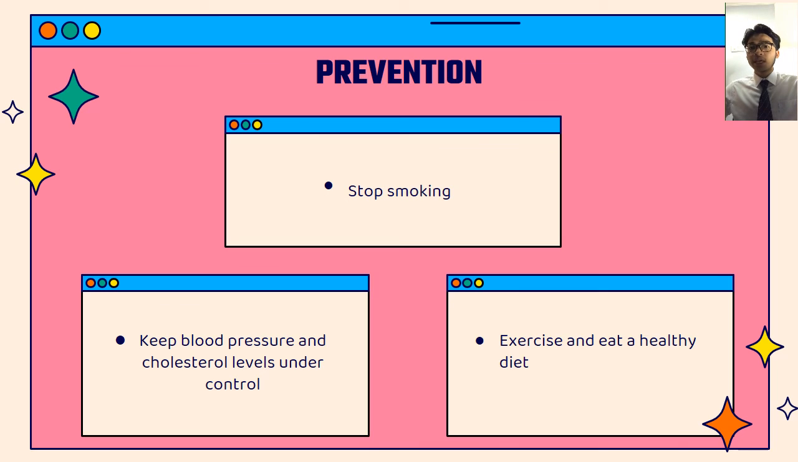Second prevention is to keep blood pressure and cholesterol levels under control. Make lifestyle changes and take medication as prescribed to correct high blood pressure, hypertension, or high cholesterol.